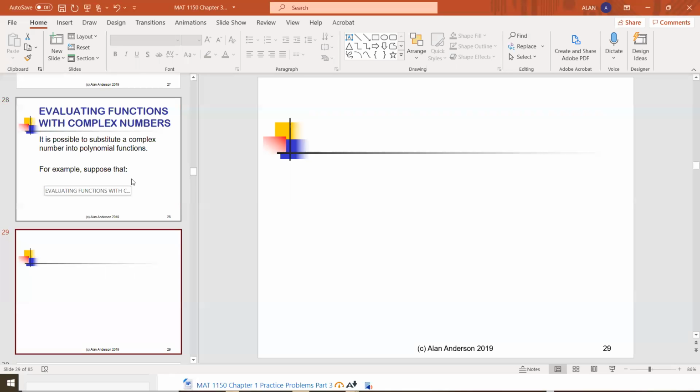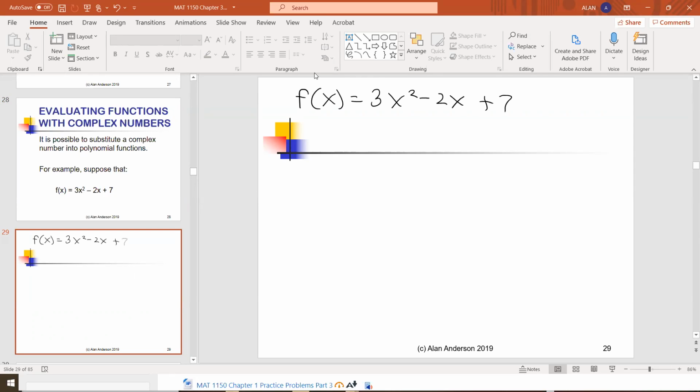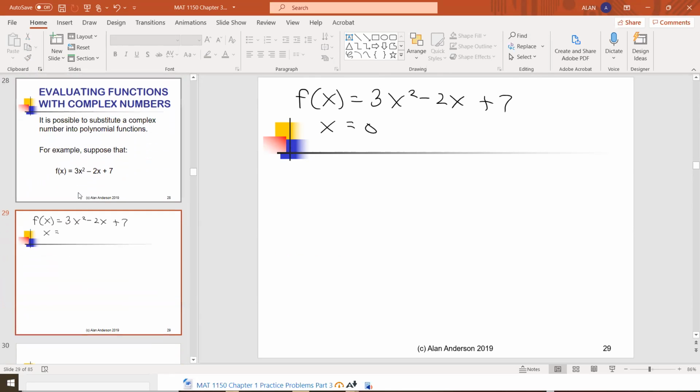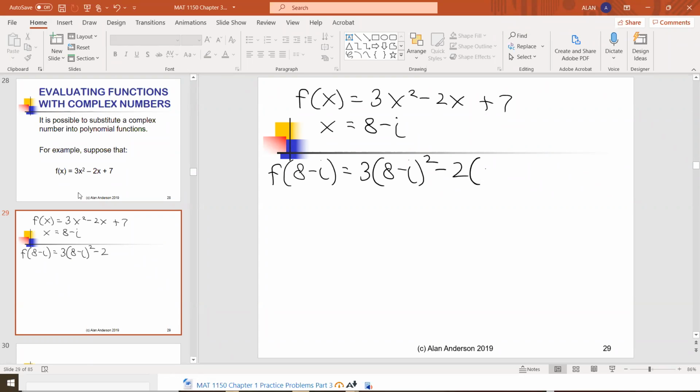So we've got f of x equals 3x squared minus 2x plus 7. And suppose I wanted to know what that value would be when x equals 8 minus i. Now, of course, I can't draw this on a traditional XY coordinate system because it does not show complex numbers, but we can still come up with a value. So f of 8 minus i, and again, the whole idea here is that you're simply replacing all the x's with 8 minus i.